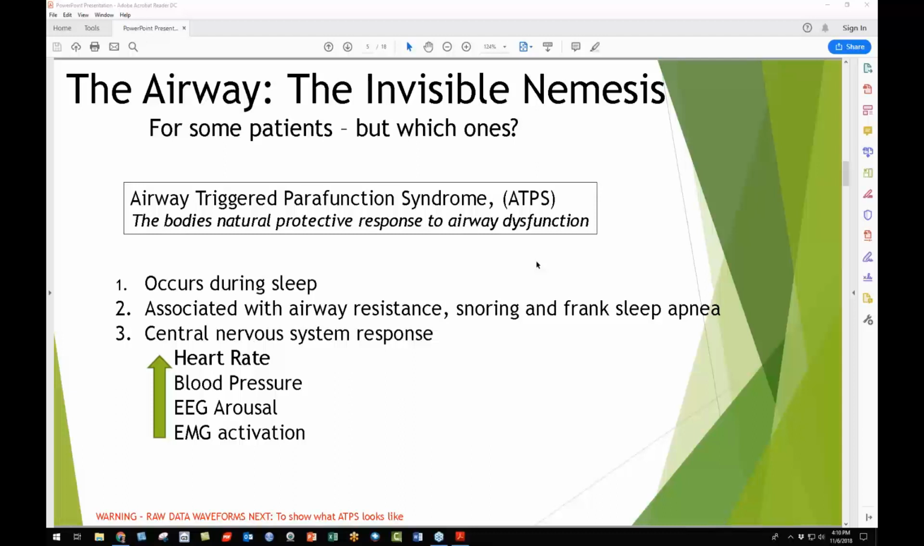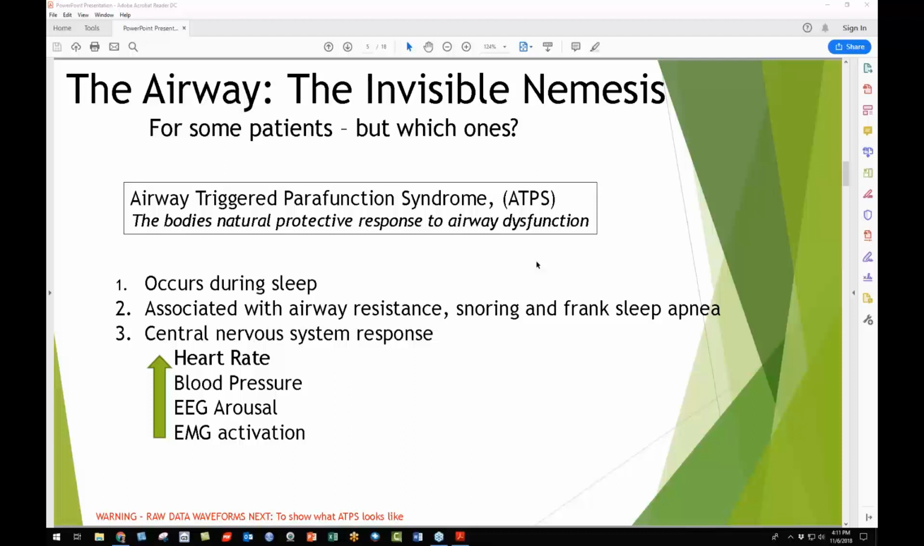Unfortunately, a lot of the people that I talked to, when they labeled what I'm describing as airway or central nervous system response, they were kind of relinquishing responsibility of it, saying, well, that's a central nervous system issue. And a lot of times they wouldn't buy into some of the topics that I'm going to talk to you about now. In my view, we're talking about the same thing. Central nervous system response is the same thing as airway triggered parafunction. And the part that we are most concerned about is the EMG activation, but there's more to it.